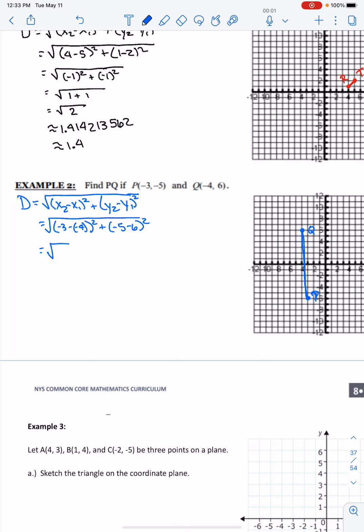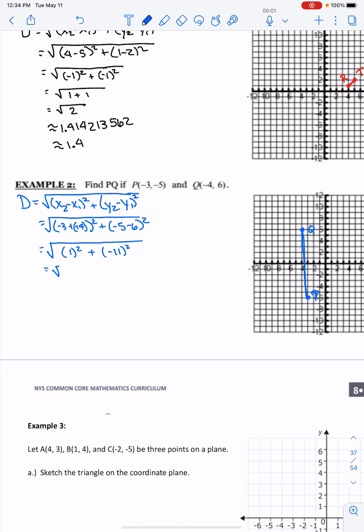So there we have the square root of. This is leave, change, change. So here we have 1 squared plus, here we have negative 5 minus 6 is negative 11 squared. Here it doesn't say that we should round it, but I am going to round this to the nearest tenth. So here we have the square root of 1 plus 121, which is the square root of 122.